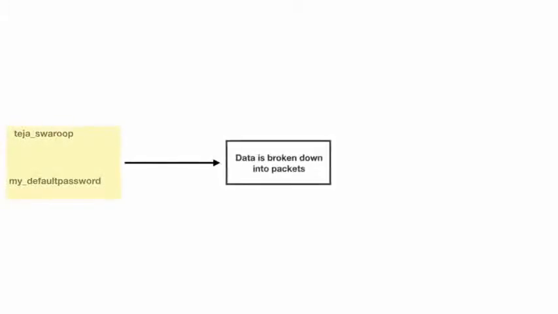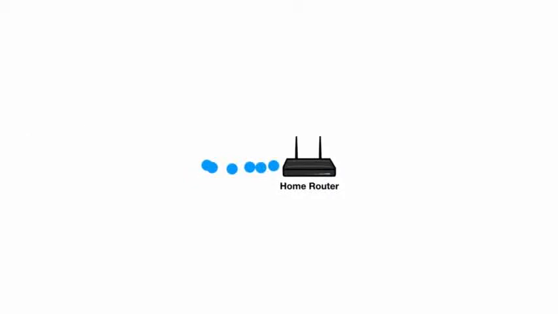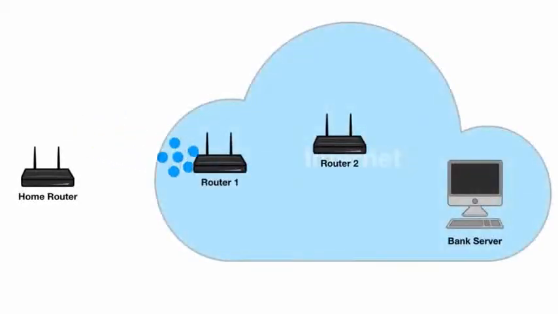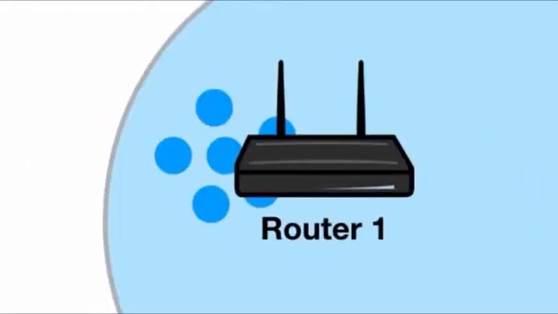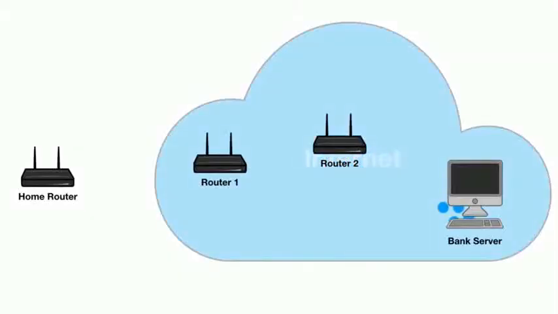Your data containing the credentials are broken down into packets and are first sent to your home router. From there, they will be forwarded to other routers and packet switches on the internet. Finally, they reach your bank's server computer where the packets are reassembled and then the credentials are validated. But notice here that the packets of data containing your credentials, which means your username and password, are forwarded to many routers and packet switches before they reach the bank server.